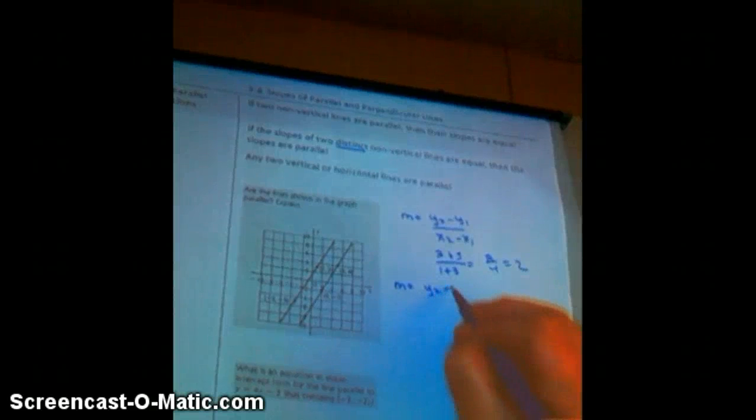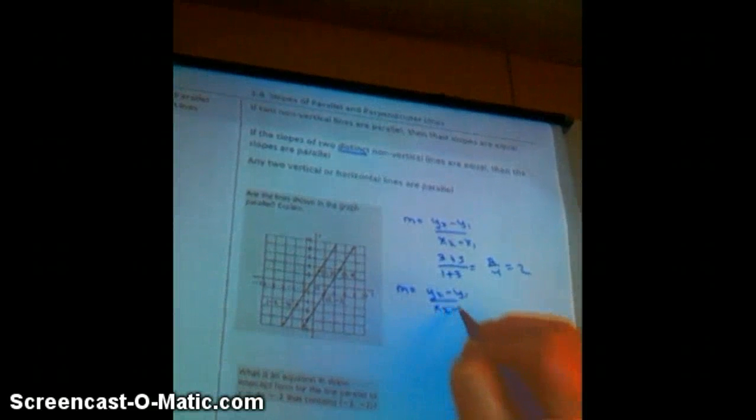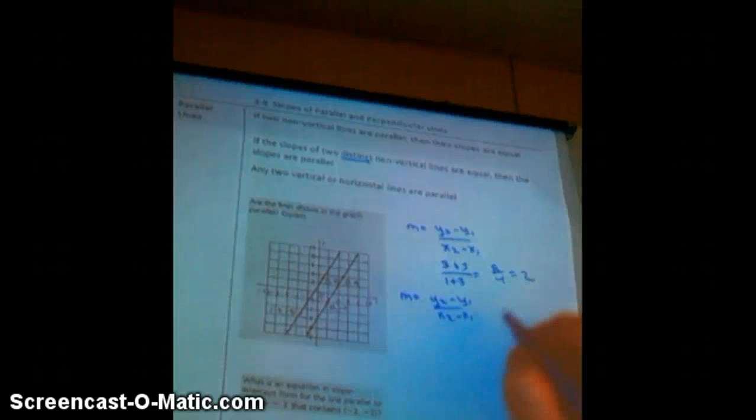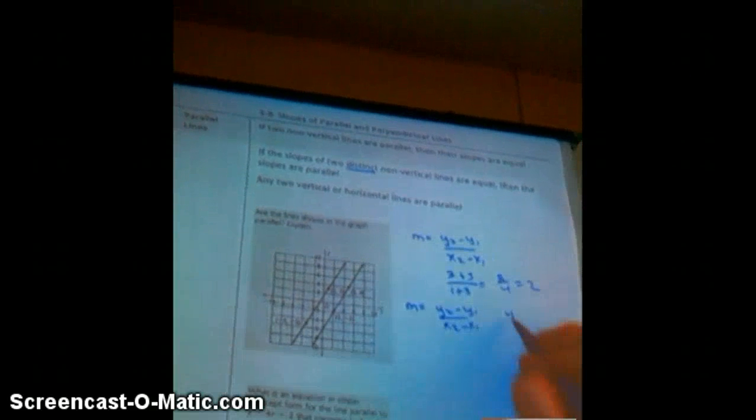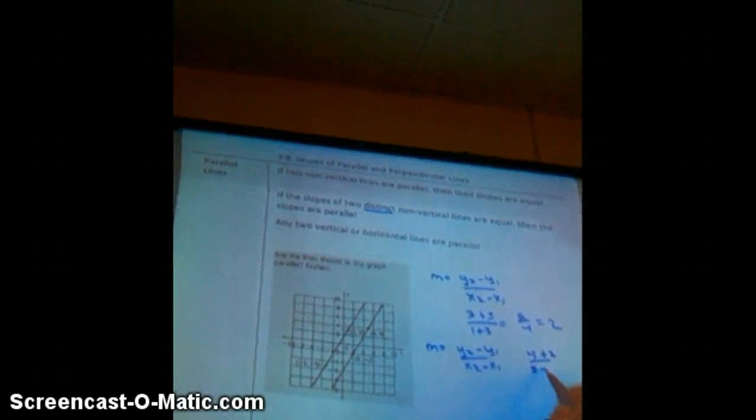Then the slope of the next line is going to be the same thing. We're going to do y2 minus y1 over x2 minus x1. And we would have 4 plus 2 over 5 minus 2. And we get 6 over 3, which is equal to?